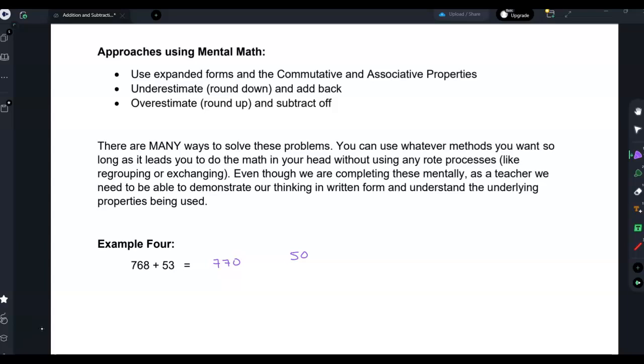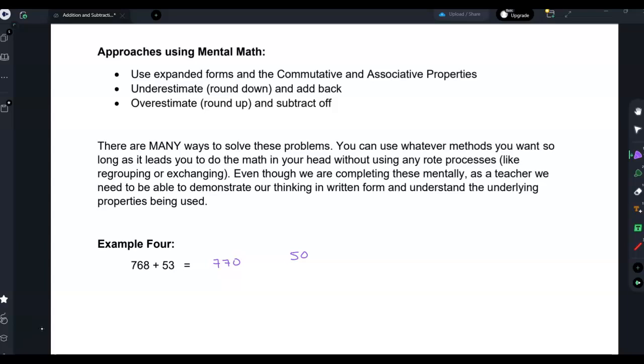So 768 is close to 770, 53 is close to 50. I'm going to add those together because that's easier to do in my head. So 770 plus 50 would be 820, right? But that's not my answer because I overestimated with the 770 and I underestimated with the 50, right?